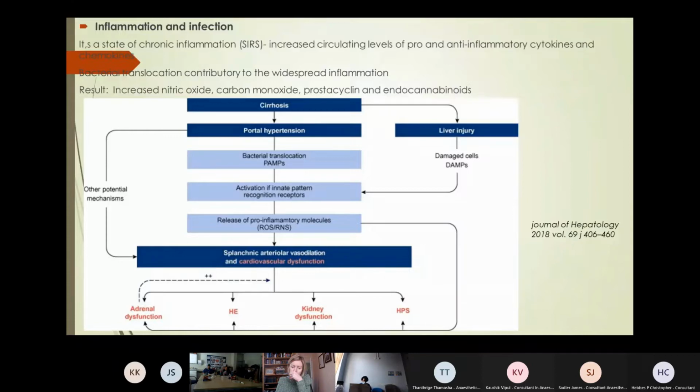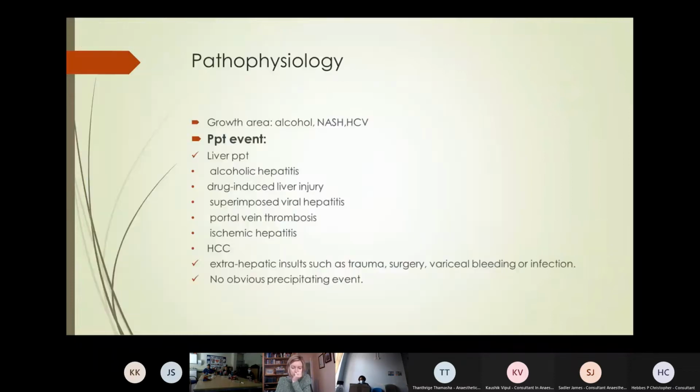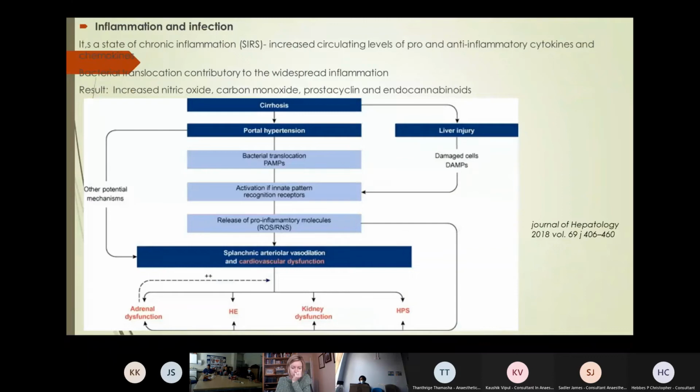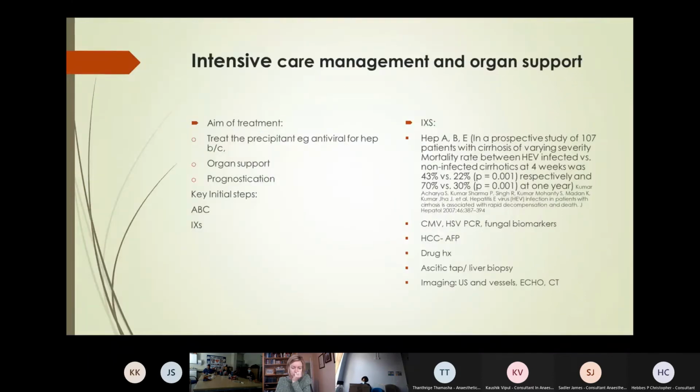This vasodilation is responsible for the hepatic encephalopathy, for the hepatopulmonary syndrome, and the adrenal dysfunction that is seen in acute chronic liver failure. So we go to the management of these patients and organ support.